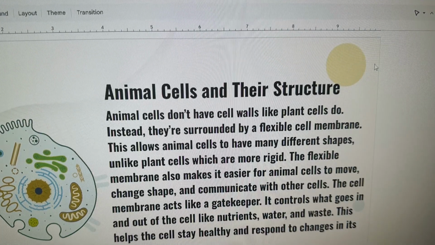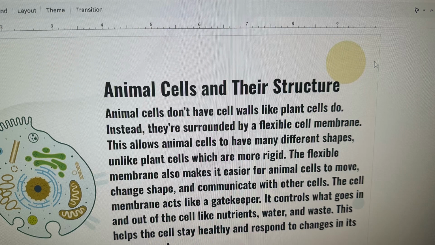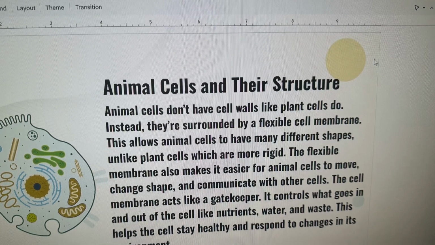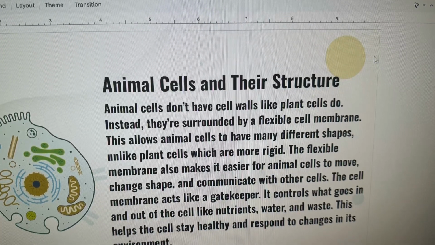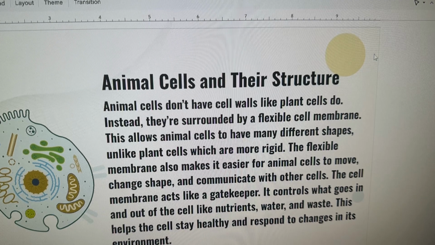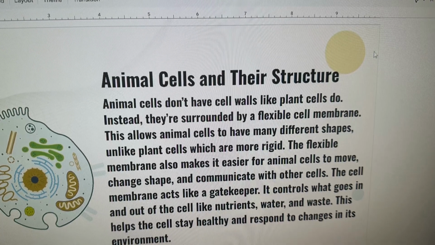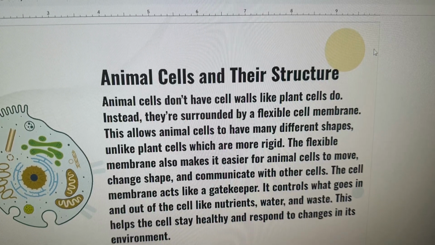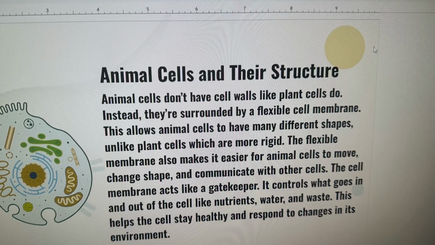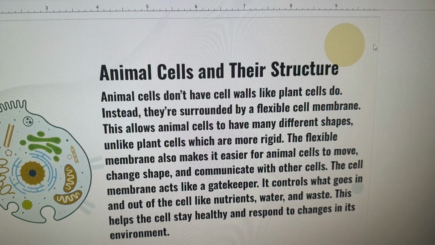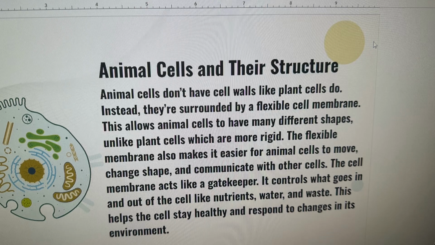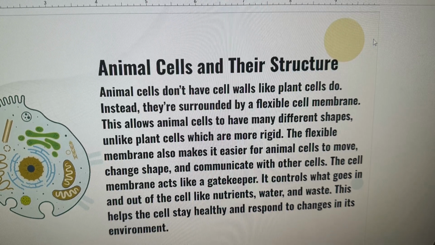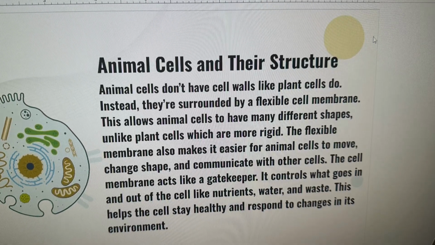Animal cells and their structure. Animal cells don't have cell walls like plant cells do. Instead, they're surrounded by a flexible cell membrane. The cell membrane allows animal cells to have many different shapes, unlike plant cells, which are more rigid. The flexible membrane also makes it easier for animal cells to move, change shape, and communicate with other cells.